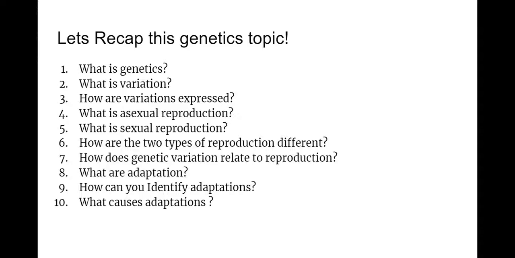Now, in asexual reproduction, you can have one without the other because you don't need two parents to reproduce, and because there are no variations in asexual reproduction. Why? Because everything's identical. But in sexual reproduction, that's where genetic variation comes in.